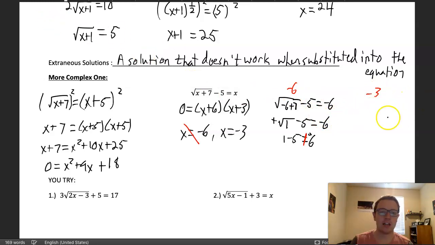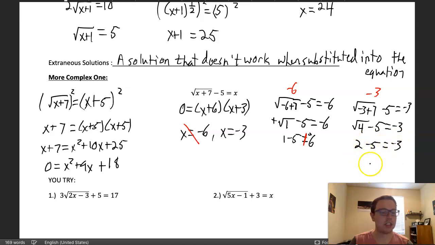So we say negative 3. We try to substitute this in. We say the square root of negative 3 plus 7 minus 5 is equal to negative 3. Or that's the square root of 4 minus 5 is equal to negative 3. And because we're dealing with just the positive value, that's the same thing as saying this is 2 minus 5 is equal to negative 3, which is true. So negative 3 is not an extraneous solution. The only extraneous solution is negative 6. And the solution is just x is equal to negative 3.